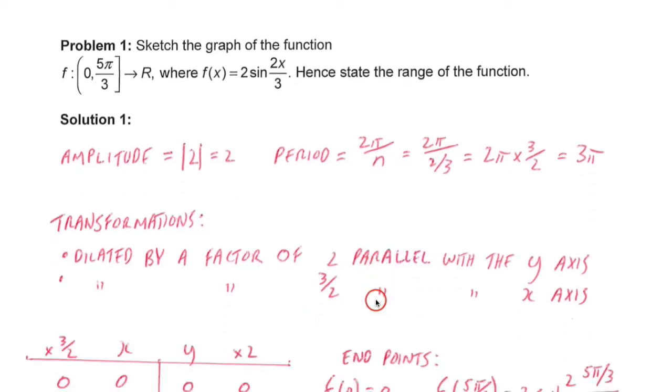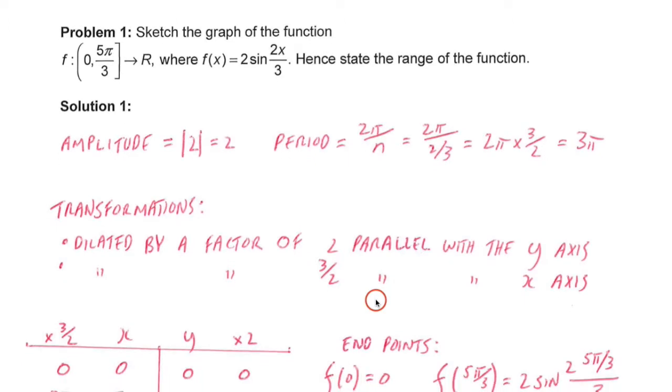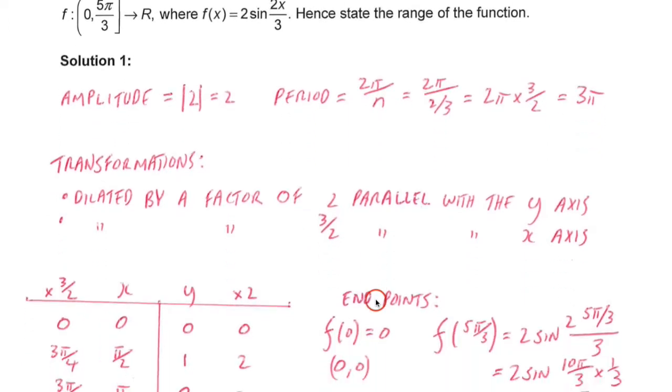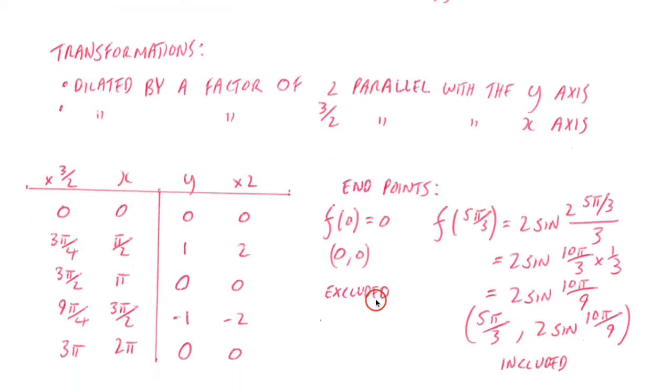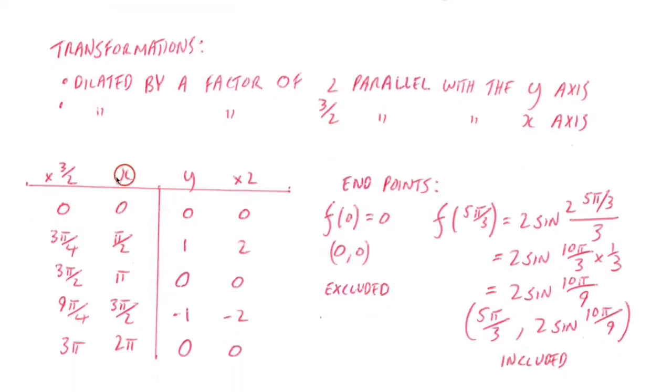Effectively, it's been stretched. When I'm graphing this, I like to use a bit of a T-grid method. So you can see here on the left-hand side, I've put down all the critical values for the basic sine function. So I've got 0, 0, pi on 2, 1, pi, 0, 3 pi on 2, negative 1, and 2 pi, 0. So that's my x's, and these are my y's. And then I apply the transformations on them.